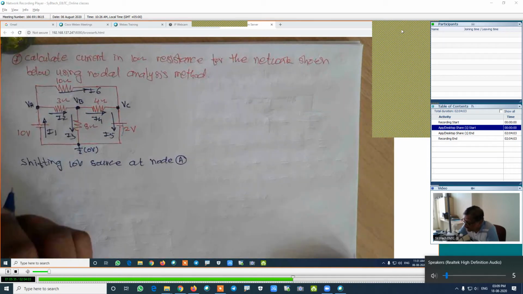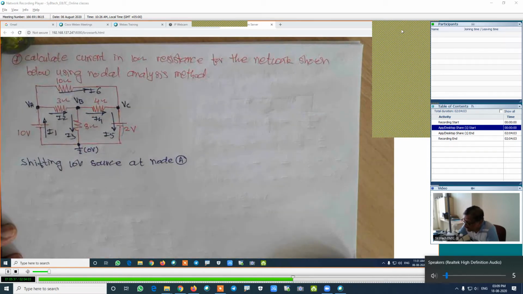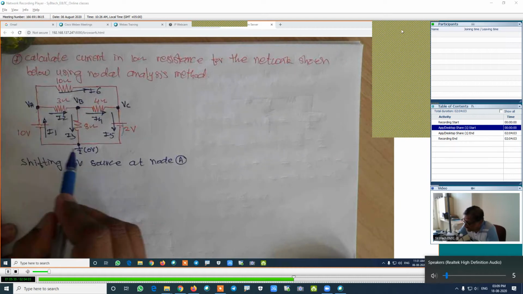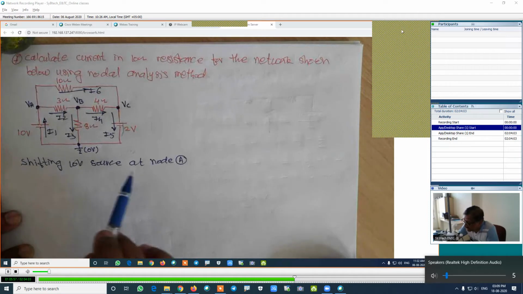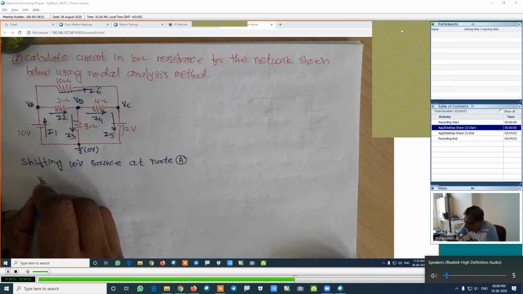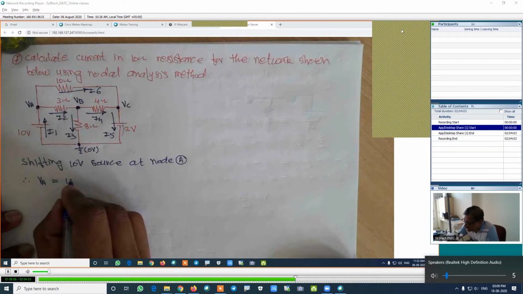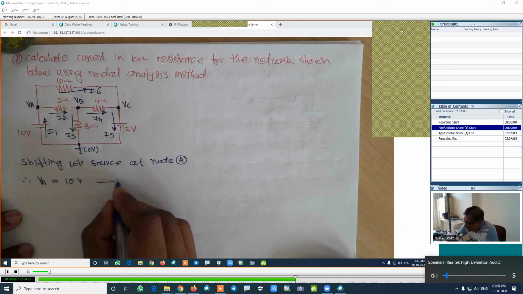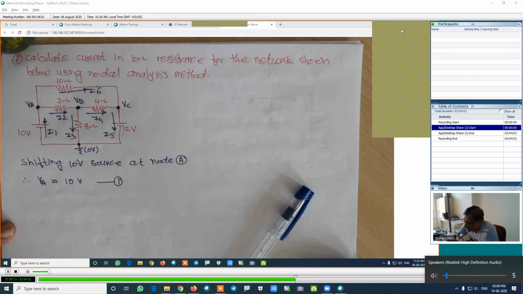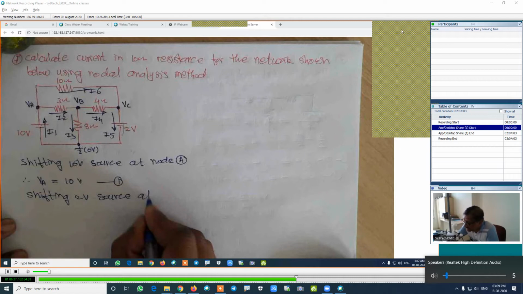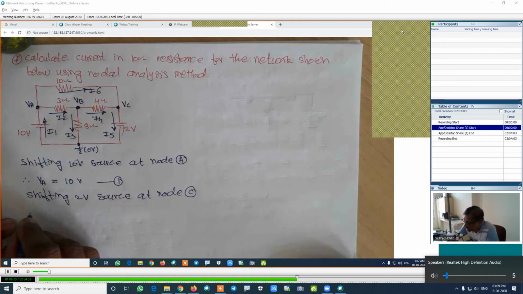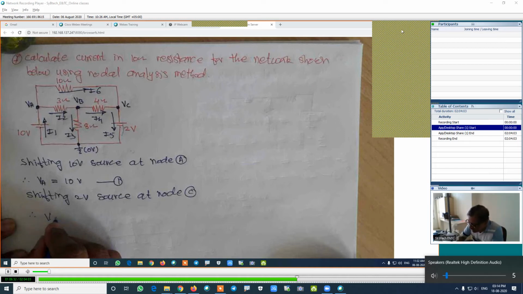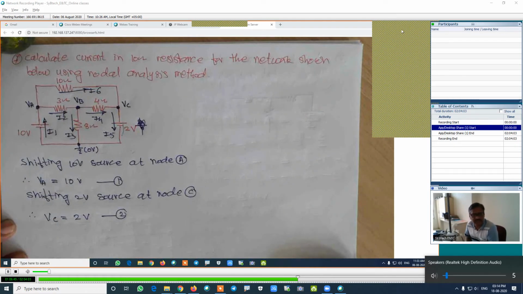Shifting the 10 volt source at node A. And why is this shifting possible? Because the other node is at ground potential. Suppose we shift the 10 volt source at node A, therefore VA is equal to 10 volt. This is equation number 1. We are interested in 3 equations.